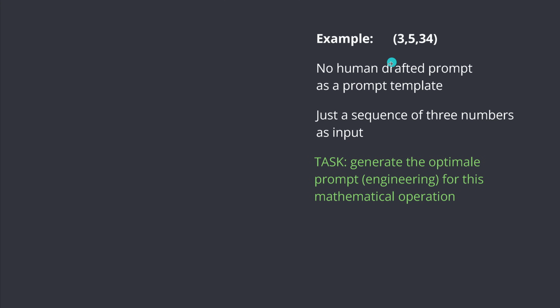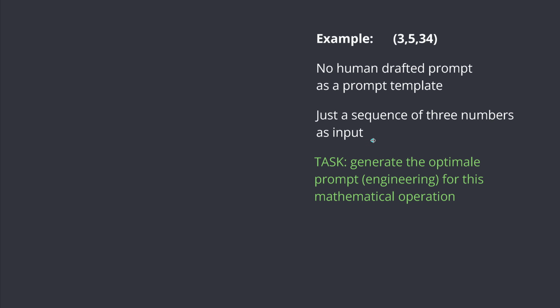Here. My input is 3534. I have nothing else except 3534. How does the system work? This is just the simplest demo I can think of. So there's no human-drafted prompt or prompt template in the background, no LangChain at all. The system must find the function between them, the relation between them. So it's just a sequence of 3 integers as an input. And the task I tell the system now: generate the optimal prompt engineering for this mathematical operation.